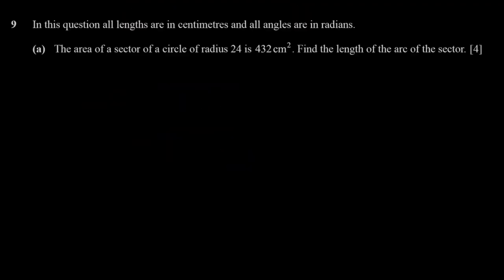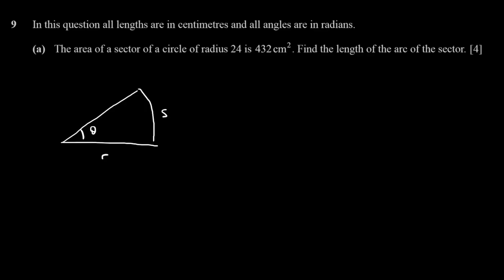All right, then we're in question 9, which is a circular measure question. The area of a sector of a circle of radius 24 is 432 centimeters squared. Find the length of the arc of the sector. Well, it's probably helpful if we draw out a sector. It doesn't have to be accurate. Here's a sector like that. This is the angle theta. This is the radius. This is the arc length S.